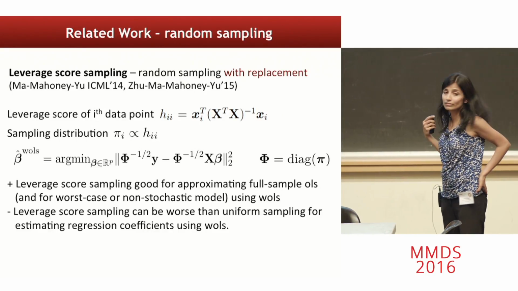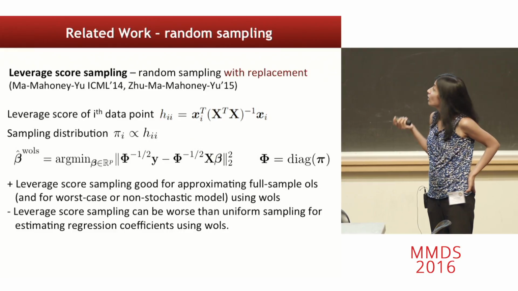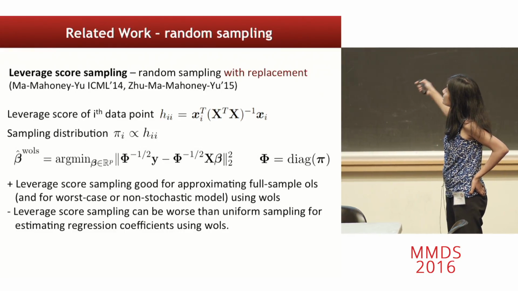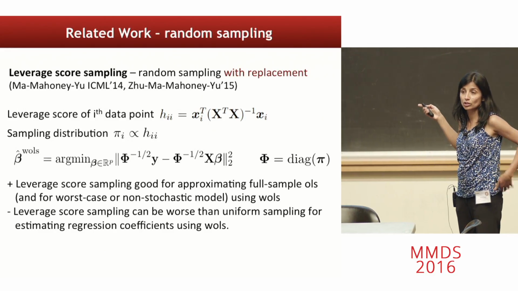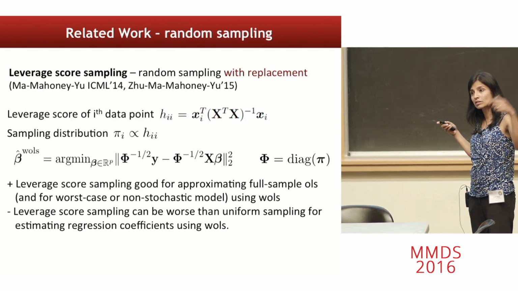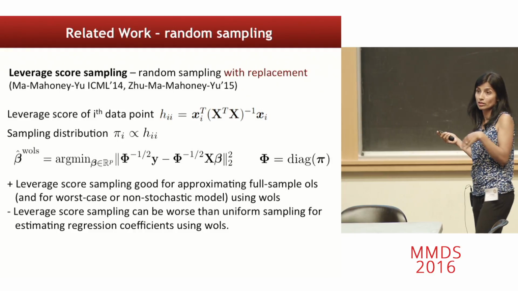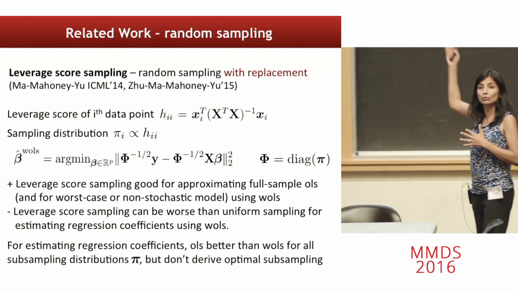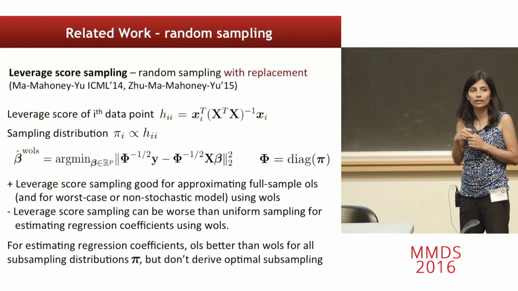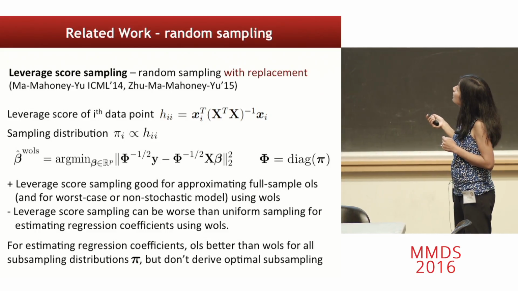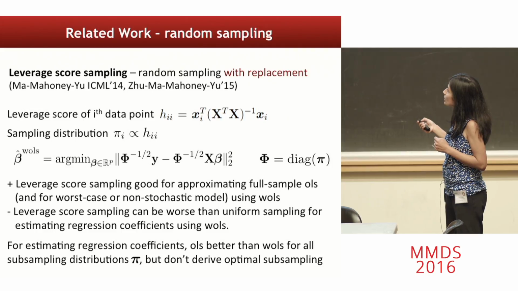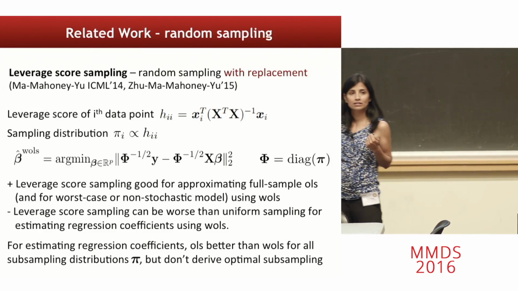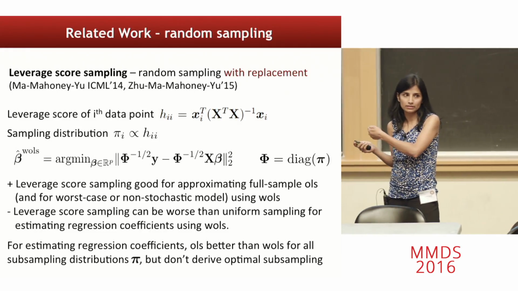But it is actually even worse than uniform sampling, or can be worse than uniform sampling, when you care about estimating the true regression coefficients. So not approximating the full sample solution, but estimating the true regression coefficients according to this model. And they showed that you should not be doing the weighted OLS, you should be doing the unweighted OLS if you care about getting to the true regression coefficients, but they did not specify what is the optimal sampling distribution which works best for the unweighted OLS.